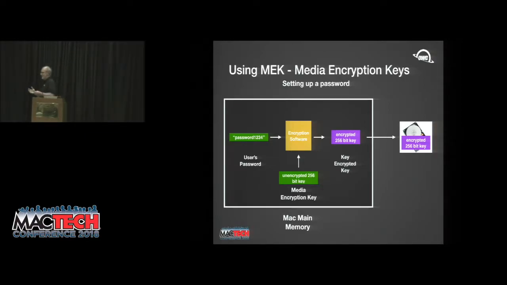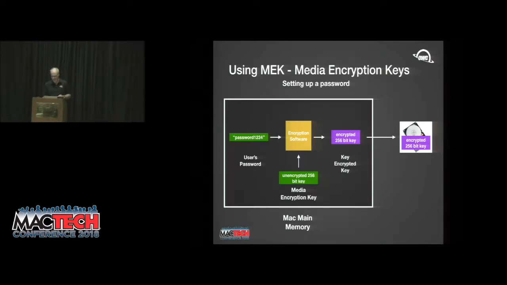So if we're going to set a password, we take this number, take the user's password, encrypt this 256-bit number with the user's password, and store that on the hard disk or on the media. This encrypted key is called a key encrypted key. KEK is what you find whenever you start reading about it. And it just gets stored on the disk or on the flash drive.